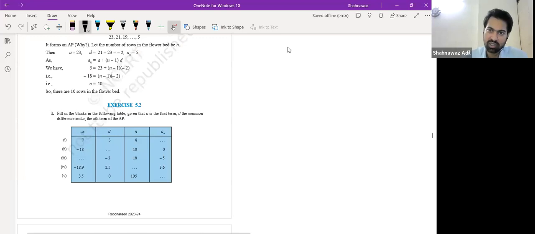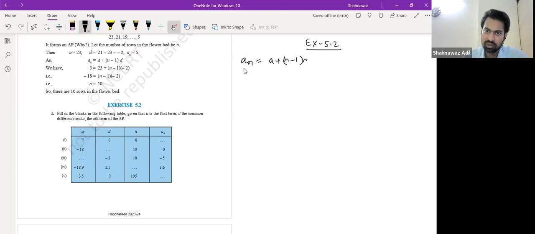This first, exercise 5.2. We only need to remember a_n = a + (n minus 1) times d. And first is my turn. So we have to write first what is given. What is given? a, the first term, is given. And d is given. And n is given. So n is 8. Okay. So we have to calculate a8.